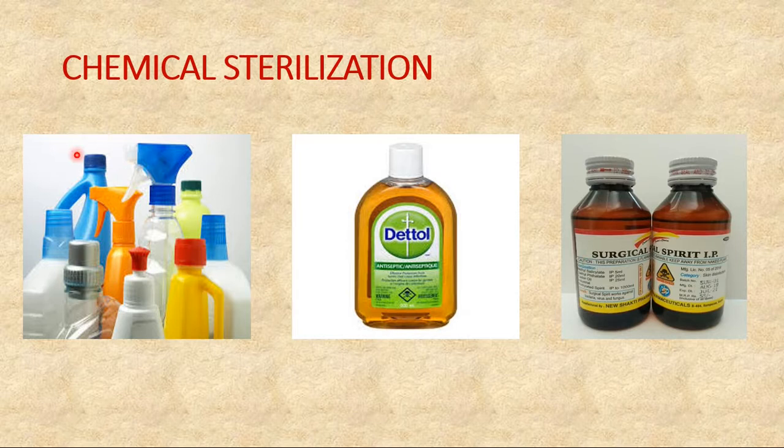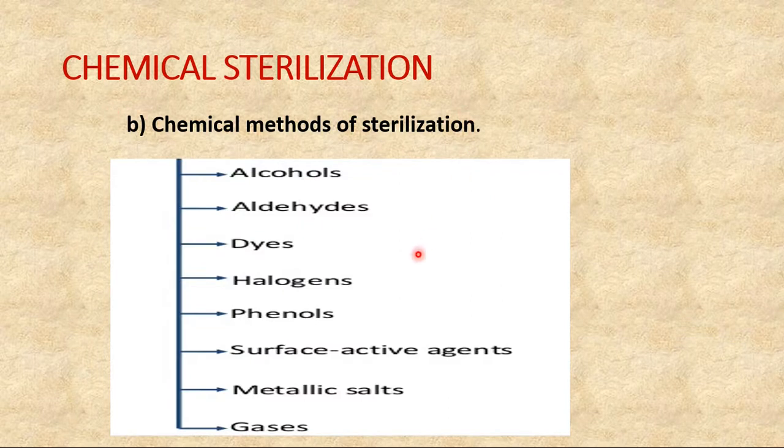In general, you may say Dettol, which is an antiseptic, and your surgical spirit. These are some of the chemicals that we use or apply in our day-to-day life. So chemical sterilization is also called disinfection, and these are the chemical agents or disinfectants whose mode of action we are going to read about. That means how they are involved in the process of sterilization.